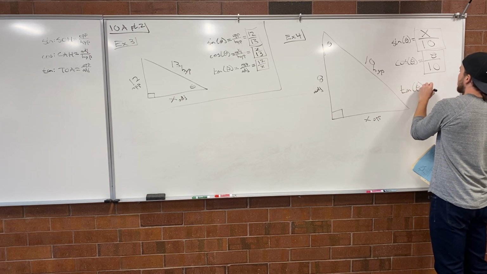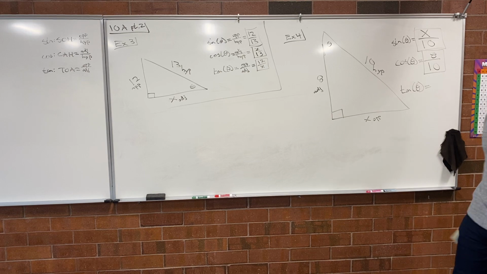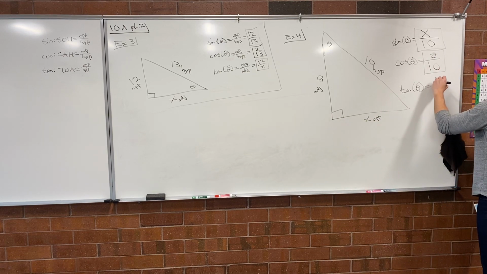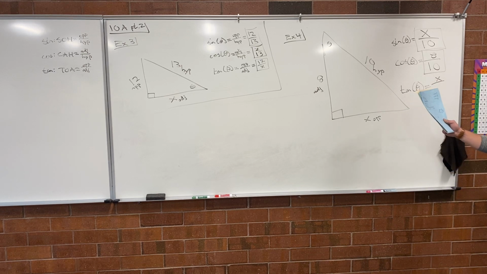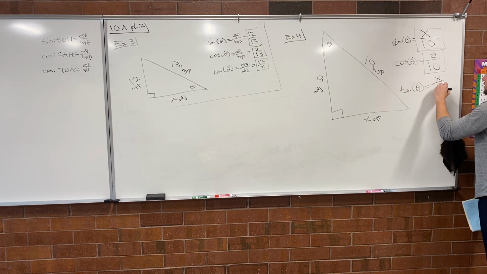Tangent of the angle theta, well, that's opposite over adjacent. So our opposite is x, and our adjacent is 8. So x over 8.